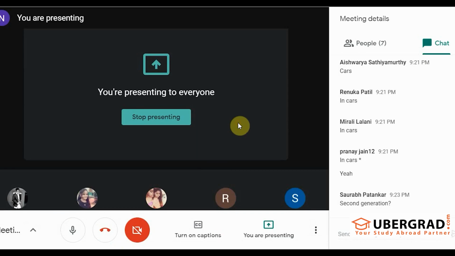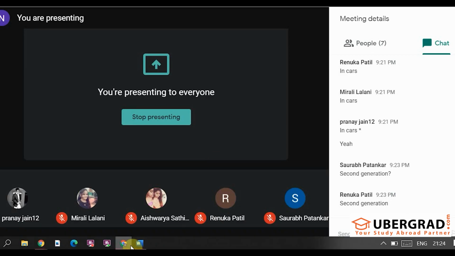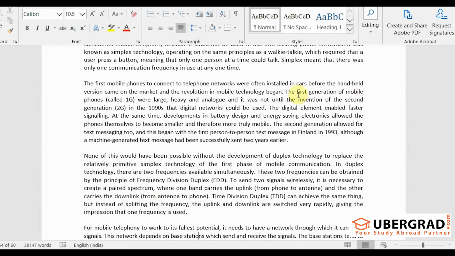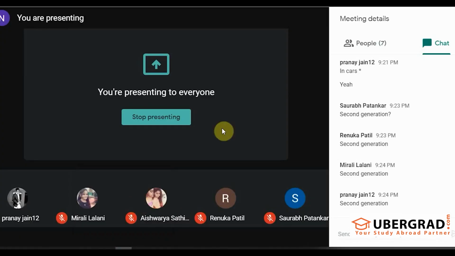Any of you? Second generation. Okay. Shouldn't take so much time. All of you. So what made the mobile telephony digital? It's clearly written over here that the first generation of mobile phones were large, heavy, and analog. So it was not digital, it was analog, right? And it was not until the invention of the second generation. Not until the invention of the second generation means after the invention of the second generation, digital networks could be used. So the invention of second generation made mobile telephony digital, right? So the answer should be second generation.